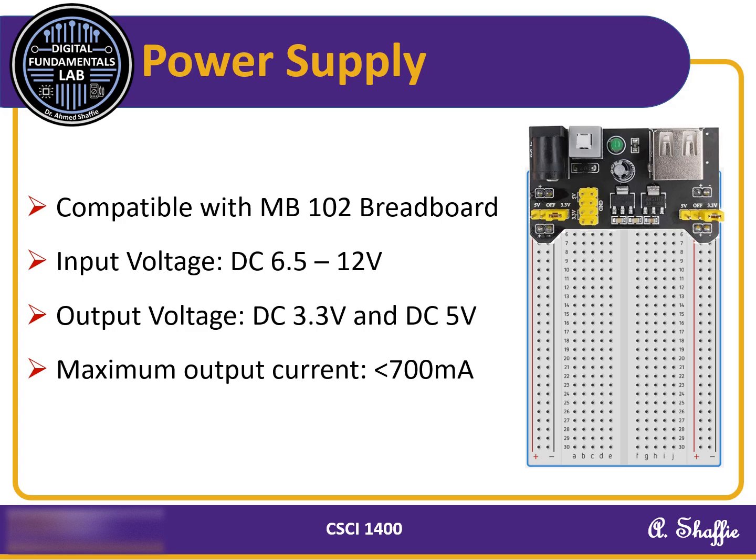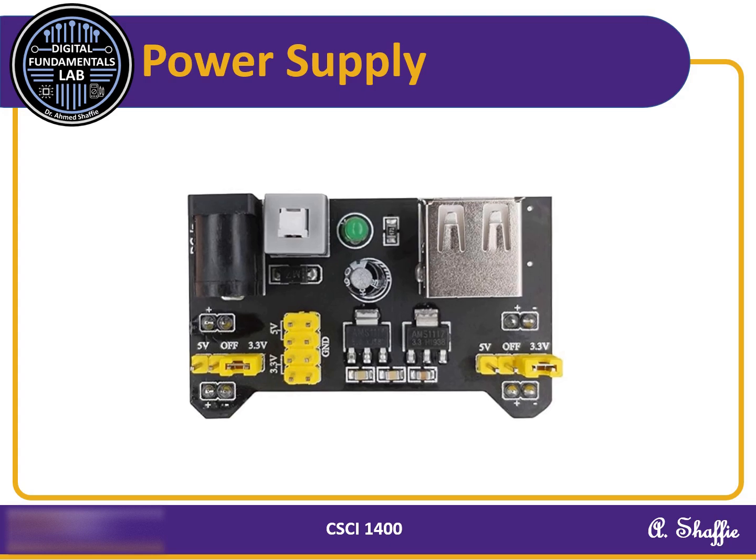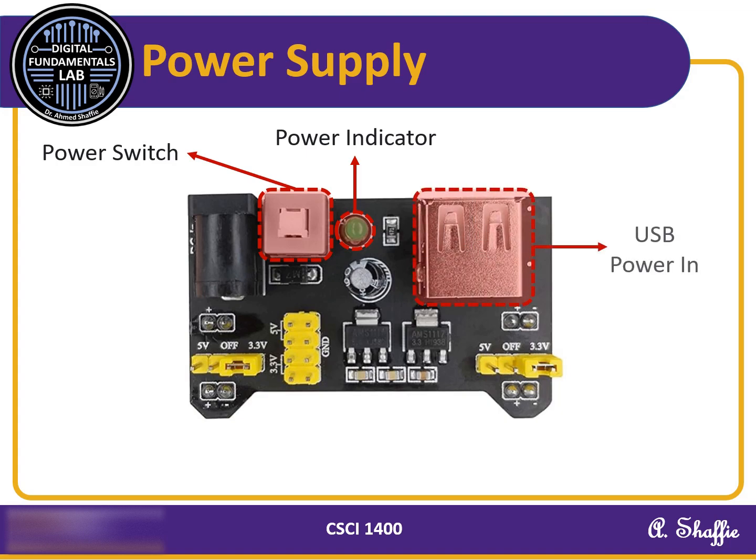Let's break down the key components of the power supply. First, we have the power switch, which allows you to turn the power on and off. Next, there is a power indicator LED, which lights up when the power is on, giving you a quick visual confirmation that your circuit is powered. Moving on, you will see the USB power input and the DC power input, both of which can be used to supply power to the breadboard. And note that you can use only one of them at a time.